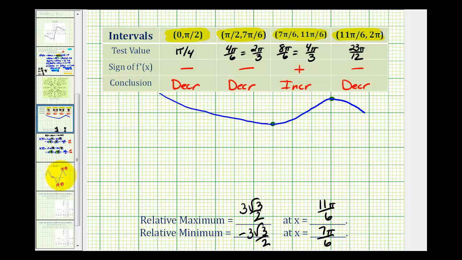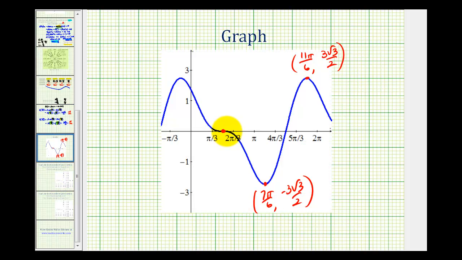Let's go ahead and verify it graphically. Notice on the left here we have a critical number that did not produce a relative max or min. That was x equals pi over 2. And then here we have a relative minimum at 7 pi over 6 and a relative maximum at 11 pi over 6.